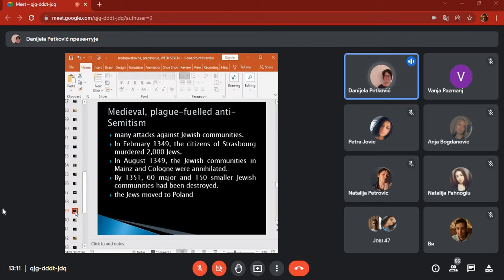In August 1349, Jewish communities in Mainz and Cologne were annihilated. By 1351, 60 major and 150 smaller Jewish communities had been destroyed. What happened? The Jews moved to Poland, and what happened next?